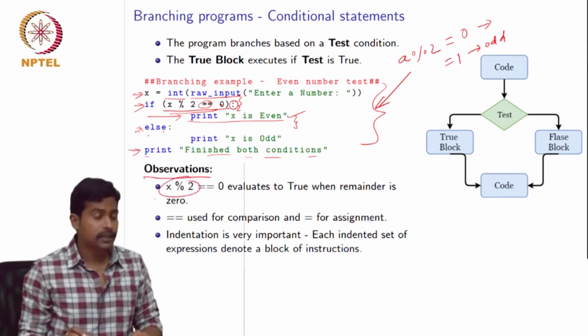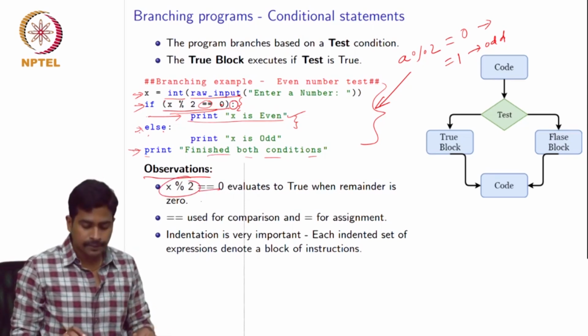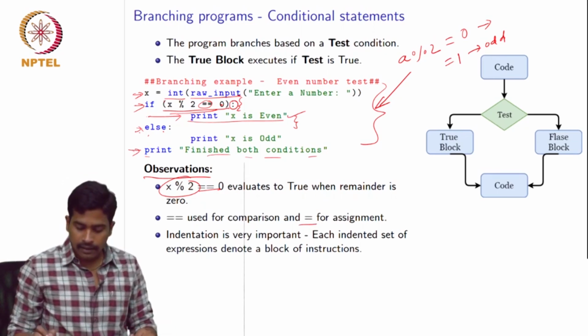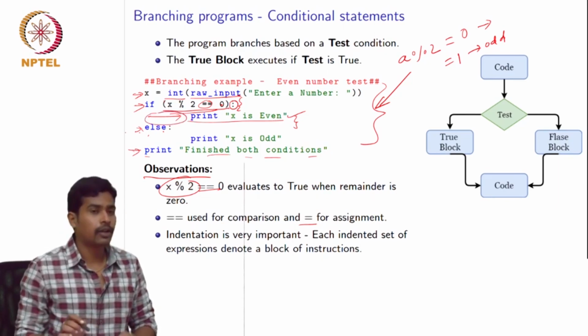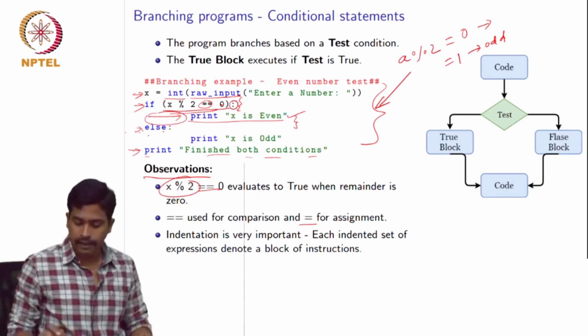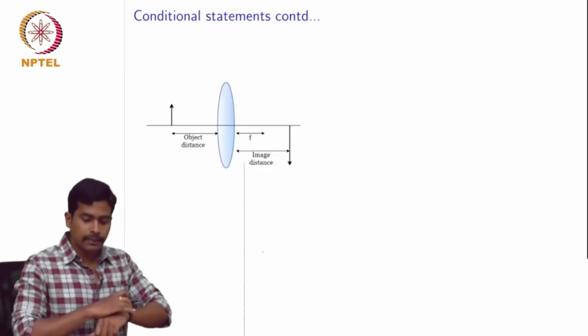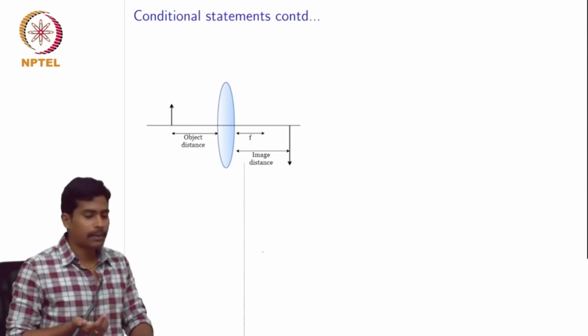So, the percentile operation is used to calculate the remainder, and this double equal is used for comparison, and single equals to is used for assignment, and indentation is another important thing when you are writing if or else or for kind of statements. Okay, now that we have seen conditional statements, let us try to write another example program.